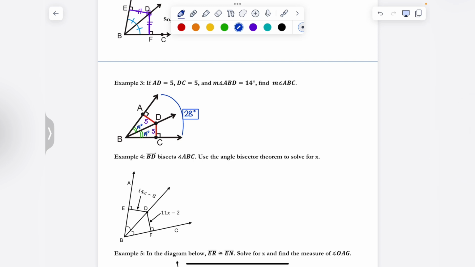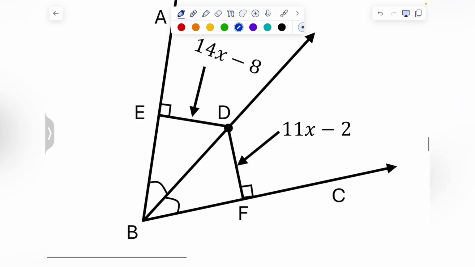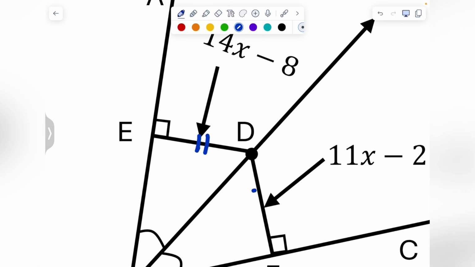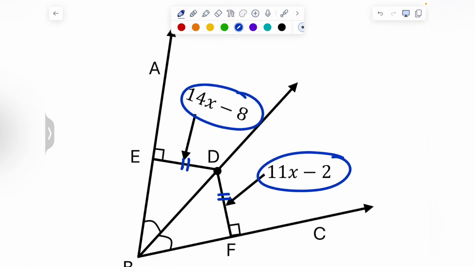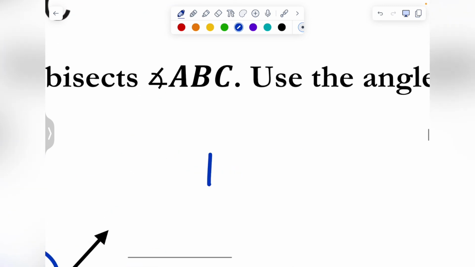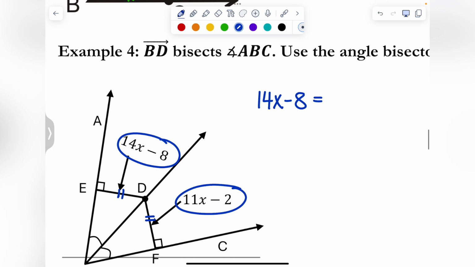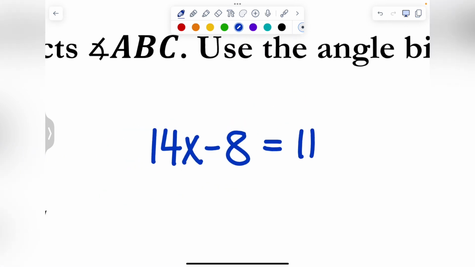Okay, example 4 says that BD does in fact bisect angle ABC. Use the angle bisector theorem to solve for x. Okay, so we know this is an angle bisector, which means that these segments drawn in are going to be congruent, which means all I have to do is take these and set them equal to each other. So we have 14x minus 8 is equal to 11x minus 2. And then we just have to solve the equation.